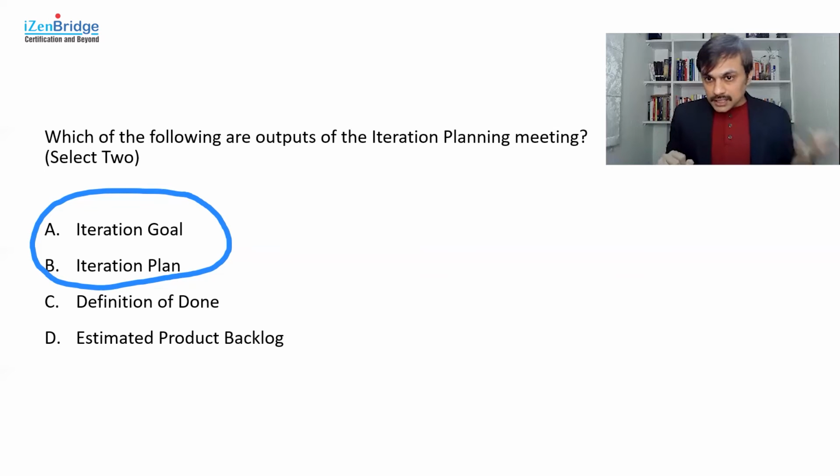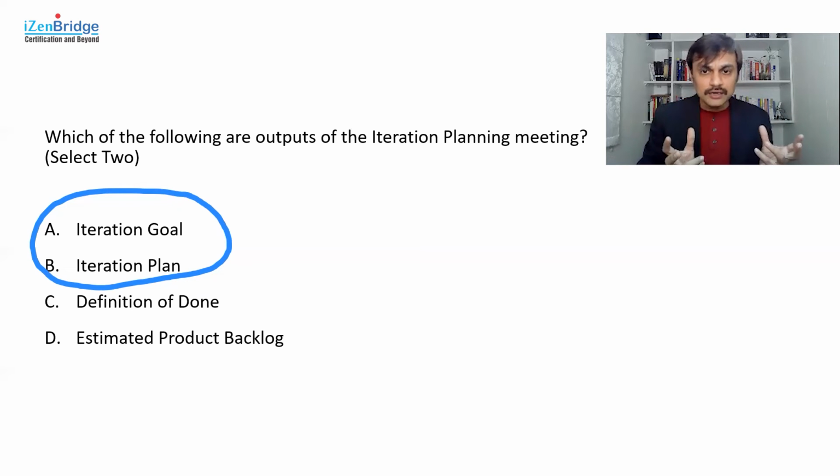Now, if you are still confused about why not definition of done, why not estimated product backlog? The product backlog is estimated in a backlog refinement meeting. It's a continuous process. It's not a one-time job. It's a regular thing because the product backlog items are emerging regularly.